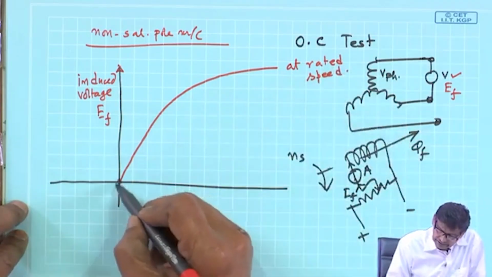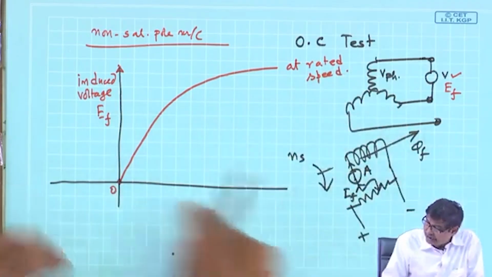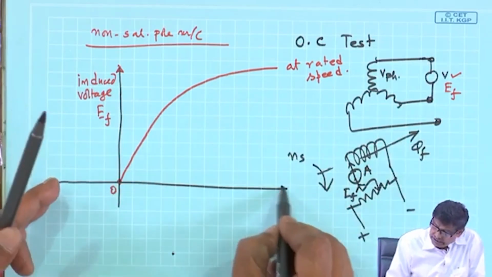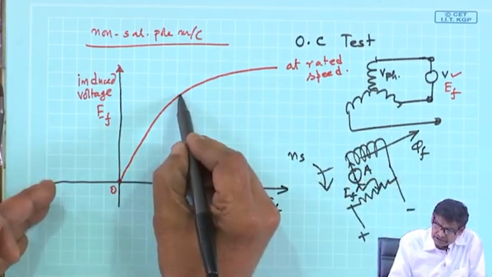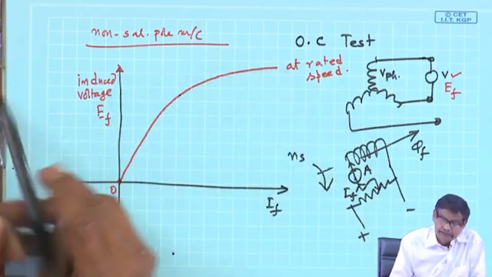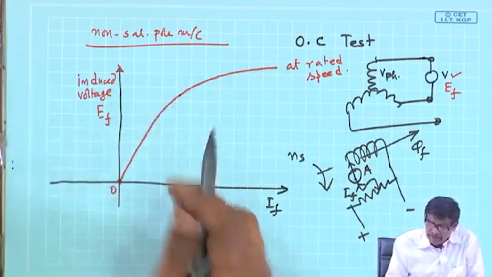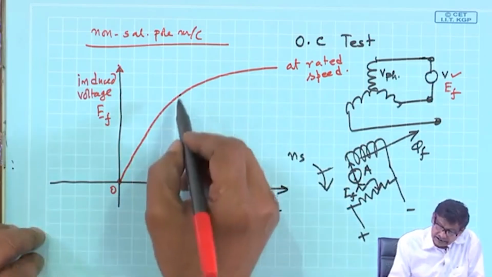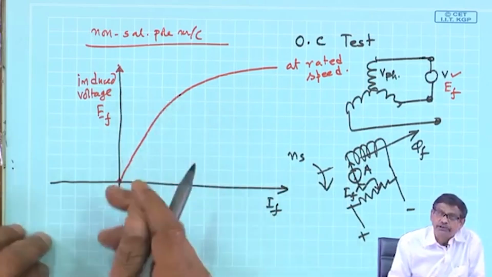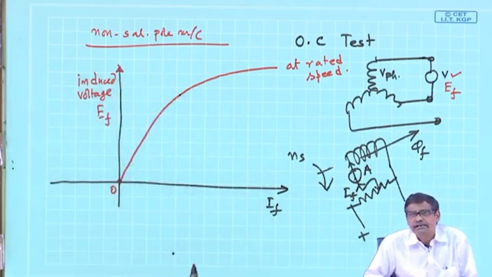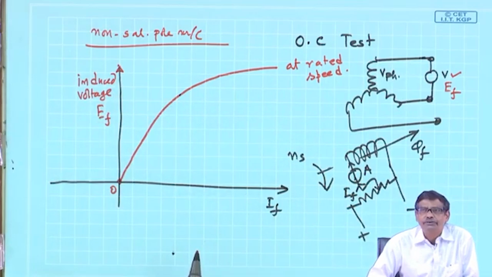So, this is the magnitude of field current at rated speed, that is important, rated speed. Why will these characteristics be like this? Because as you go on increasing the field current, a time will come when saturation takes place and it will bend. Therefore, the value of ZS that you calculate is in the initial linear portion.